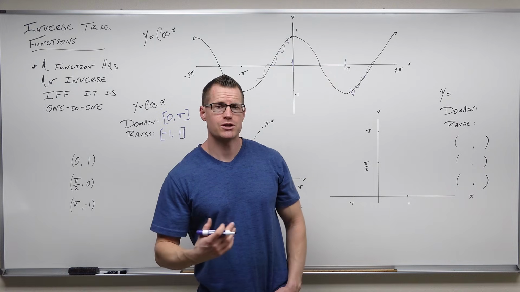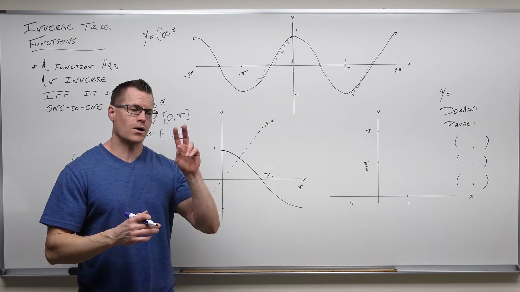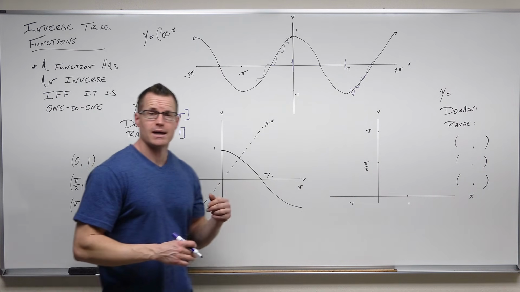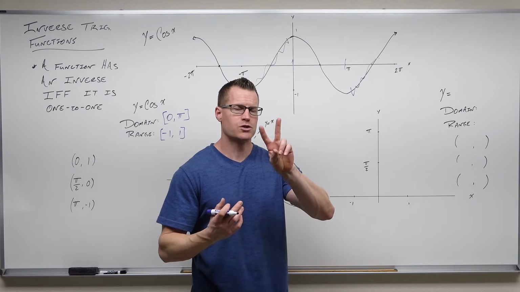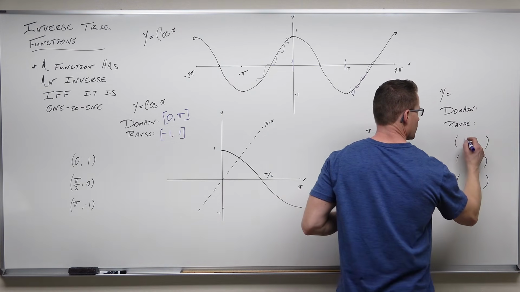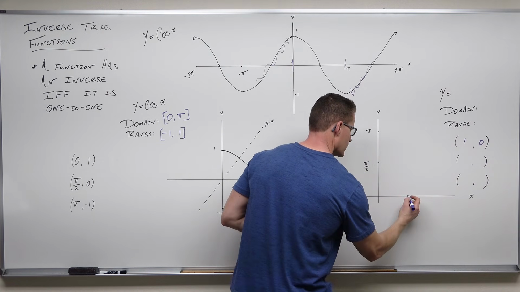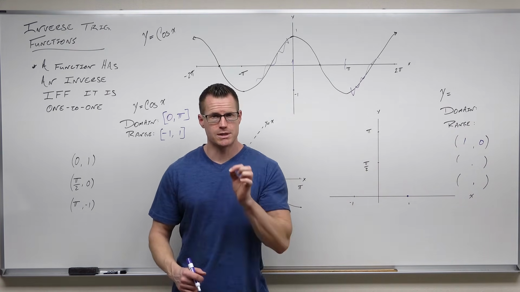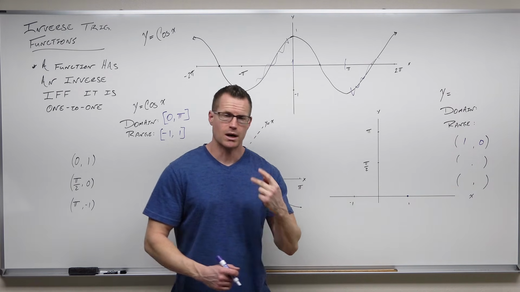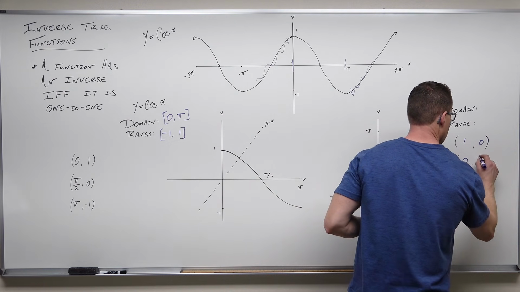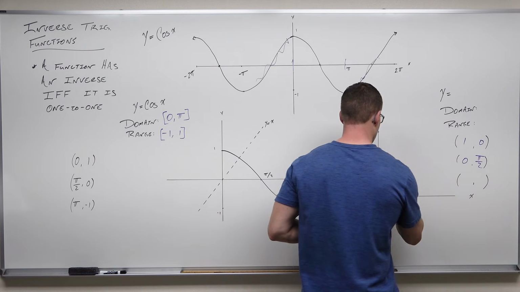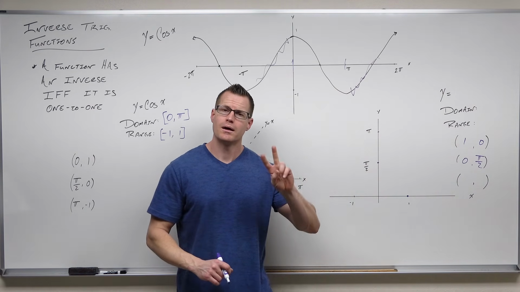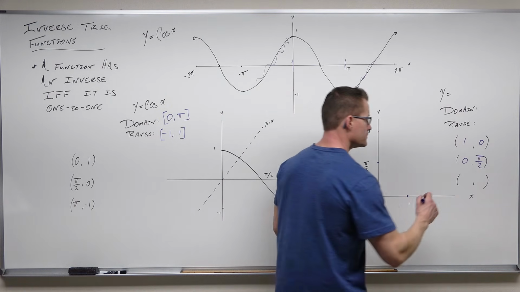When we start reversing those, here's what has to happen. Our x's and our y's are going to switch. So if we had (0, 1), a key point on the inverse would be (1, 0). If we had (pi over 2, 0), on the inverse we'd have (0, pi over 2). And if we had (pi, -1), then on the inverse we have (-1, pi).